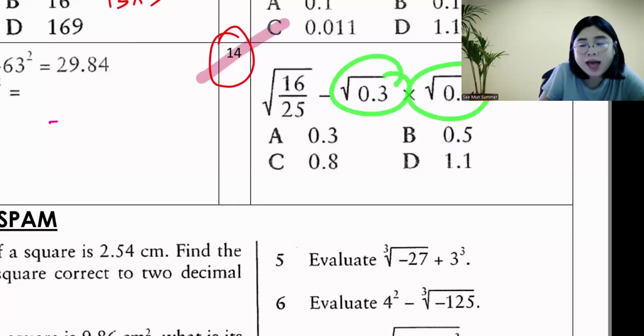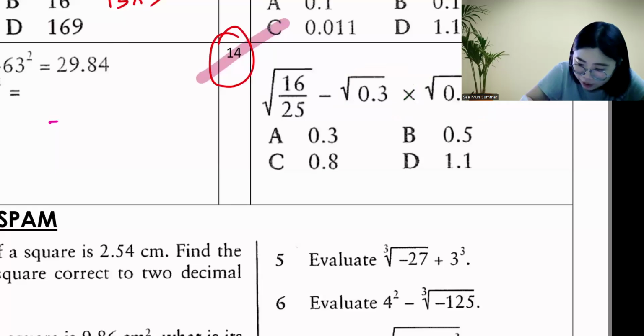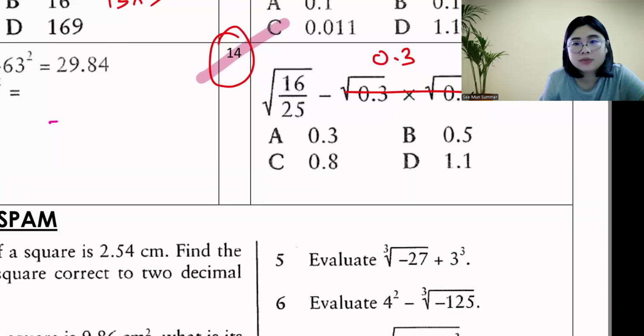Can you see they are identical, exactly the same? What is the answer for this? When you root the same answer, they will become the original one, which is equals to 0.3. You understand this? Just now I explained. Because of this 0.3 square. So square and square, they will cancel off each other. It will become 0.3.